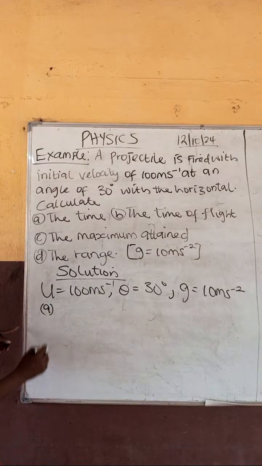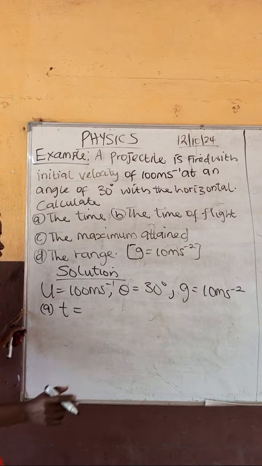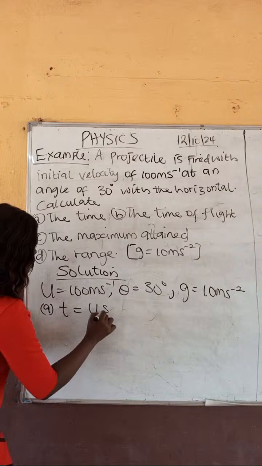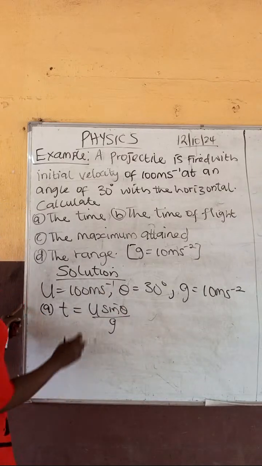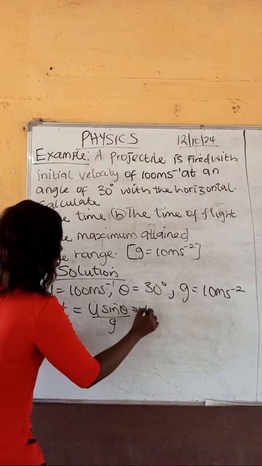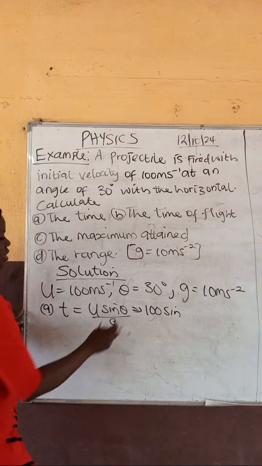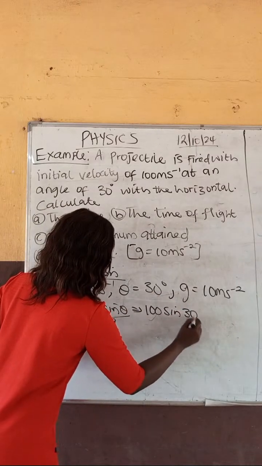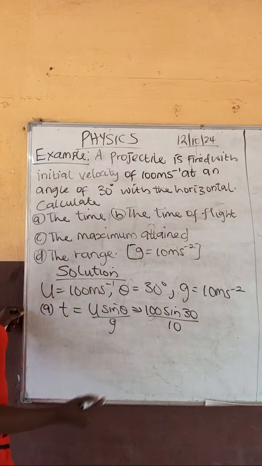So the first one is the time. And the formula for the time, which is small t, is equals to u sine theta over g. Okay? So going by that, my u is 100. I have 100 sine. What is my theta? My theta is 30. Then divided by what? My g is what? 10.